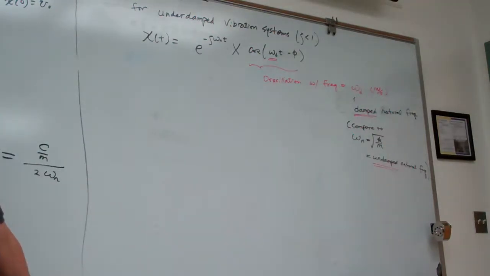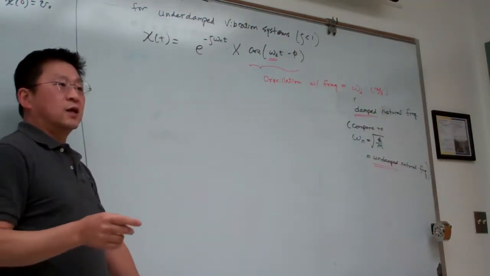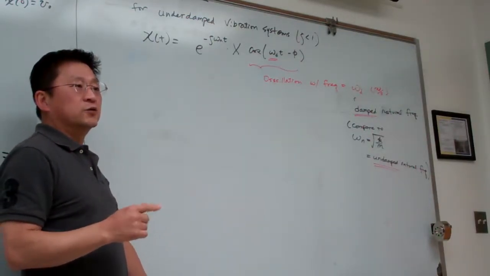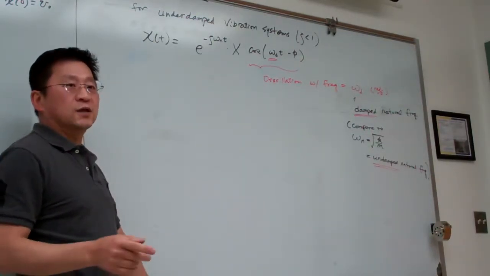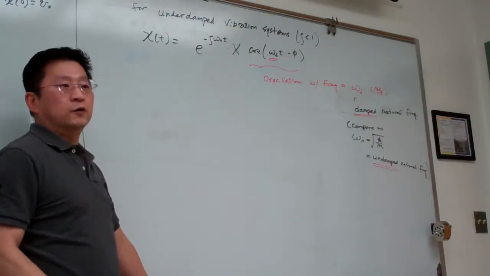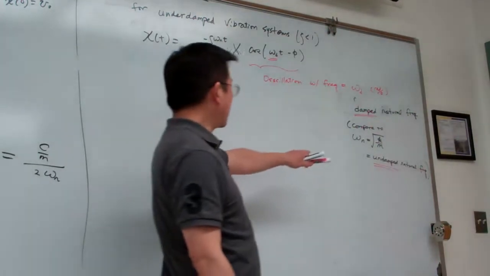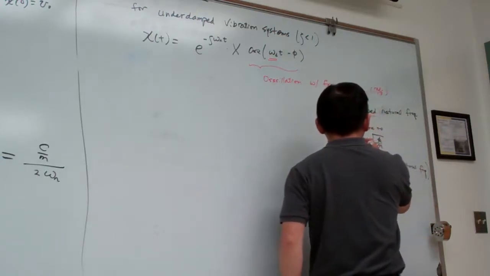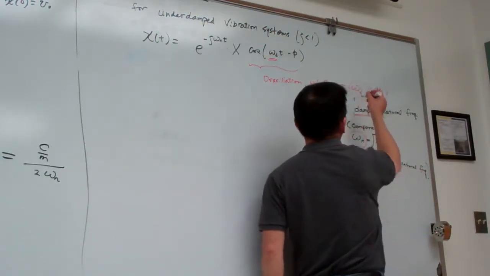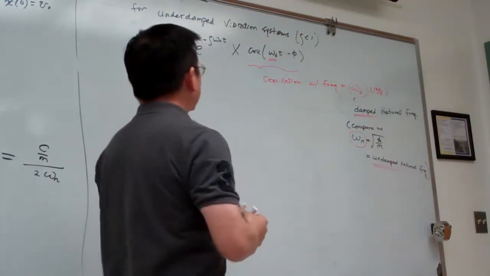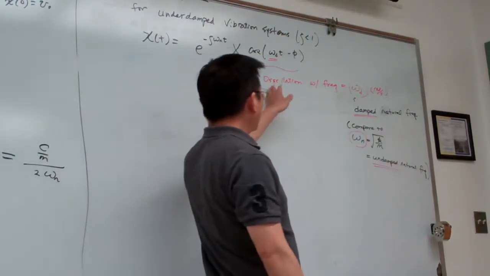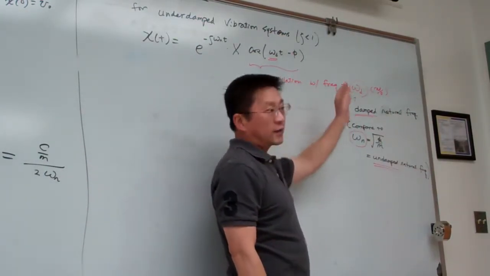for any test or any homework, I will be very specific and ask which number I really want, whether it is omega n or omega d. Then I would say undamped natural frequency or damped natural frequency. So here you need to pick the right terms, okay? So we know this oscillation will be at the frequency omega d.